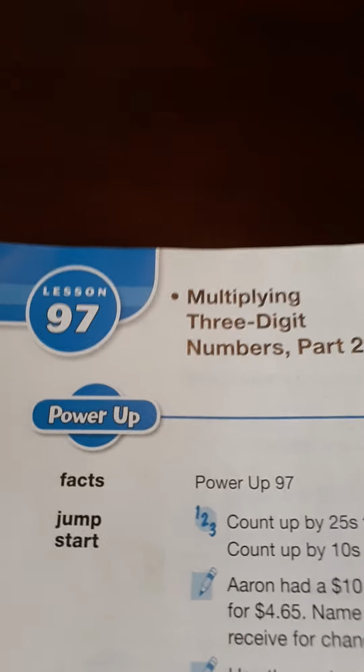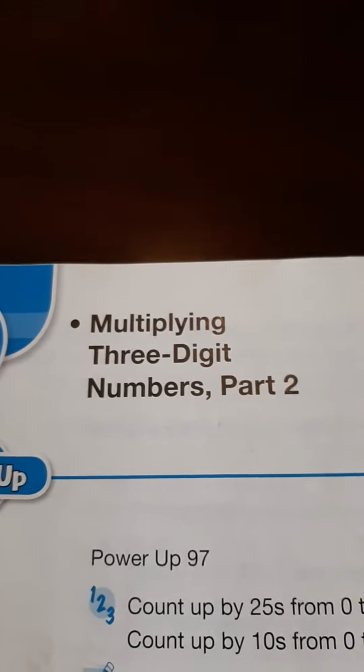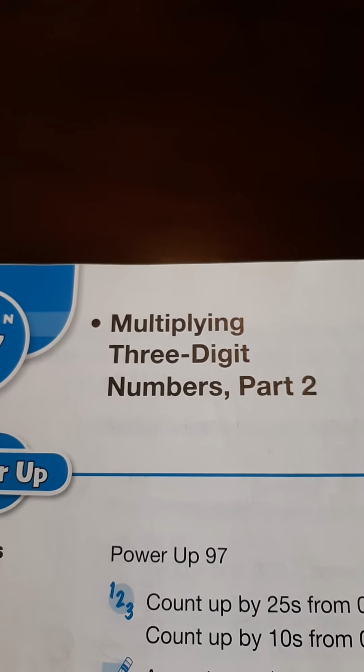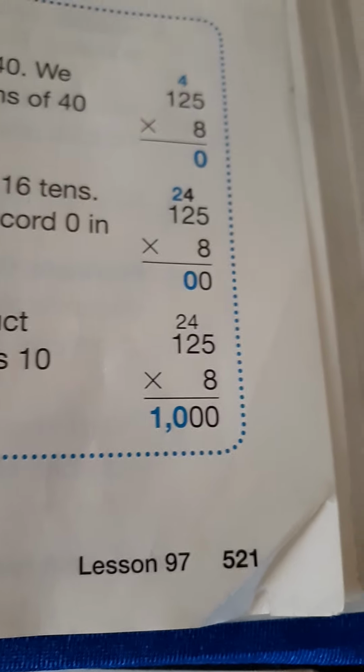So here we go. Today's lesson in math is lesson 97, multiplying three-digit numbers, part 2. If you want to follow along with us in your book, we're on page 521. So you can turn to that page. You can follow right along with us.